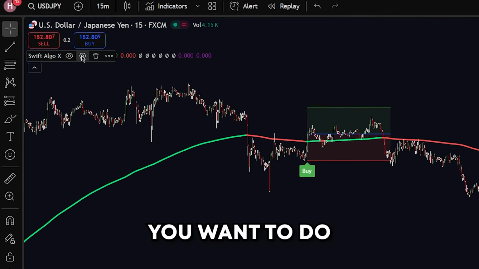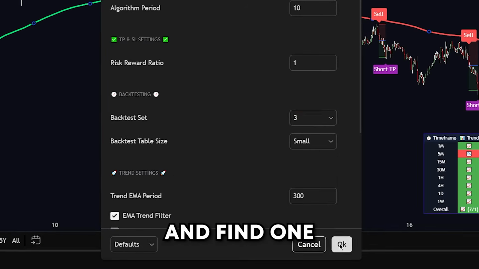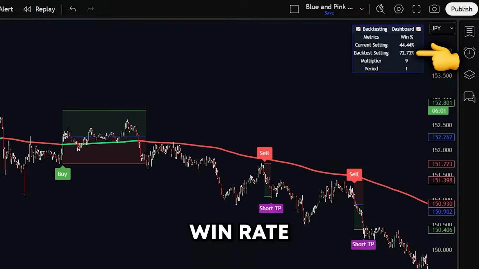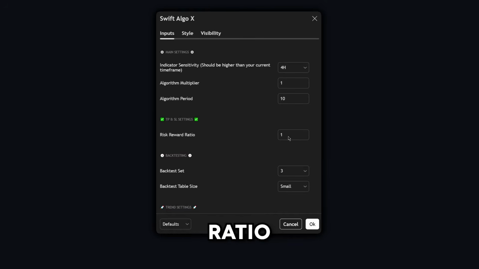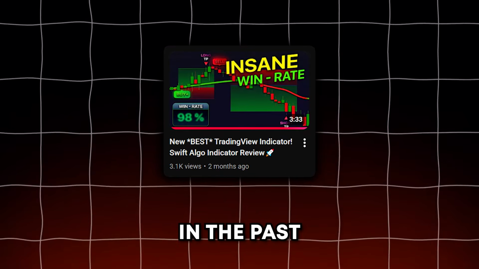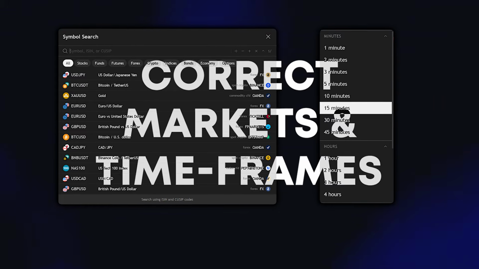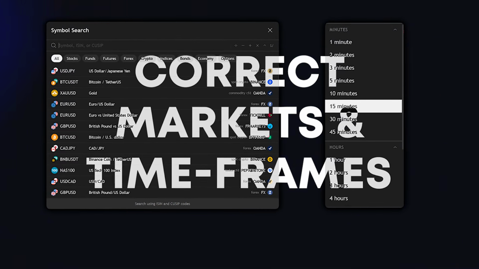The first thing you want to do is head to the settings and go through the 6 backtest sets and find one with the highest win rate. Then pick your risk to reward ratio. We recommend sticking to 1 or 2 for the best results. But if you are curious how SwiftAlgo performed in the past, check out this video right here. Now the indicator is set up, so let's continue with choosing the right market and time frame.